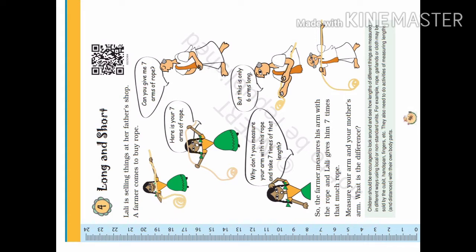Students, in the olden days, when there were no measuring scales and tapes, people used to measure things using their arms, their fingers, their height, the length of their feet, and that's how they used to buy things or exchange things. But they started using measuring instruments in the later days.